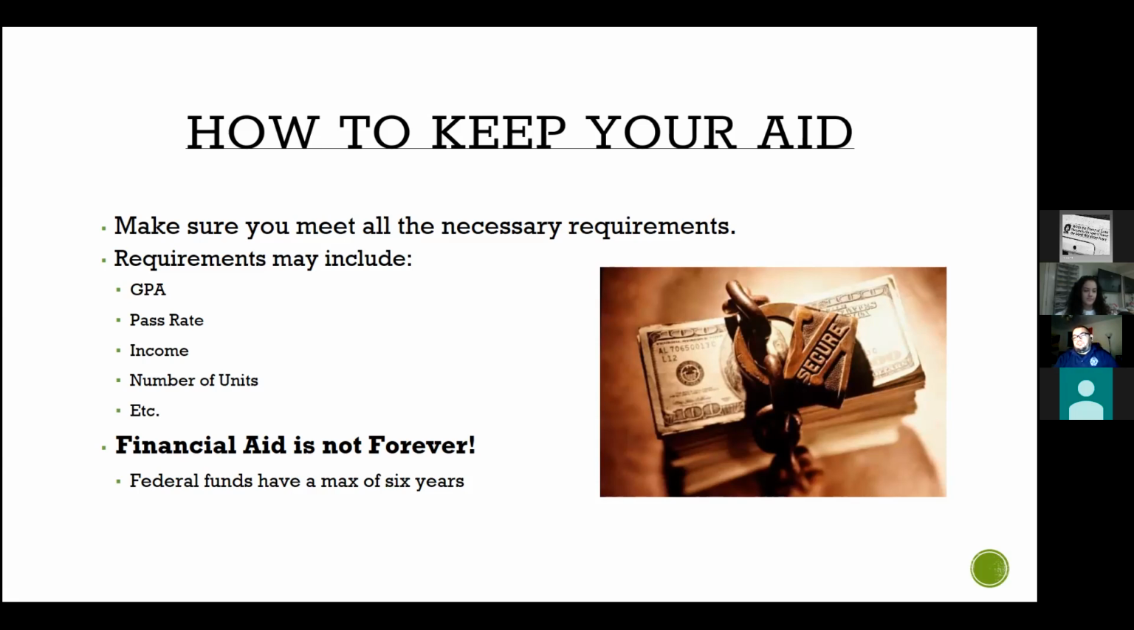Number of units affects your aid, whether you're going full time, so 12 units or more, or part time. You might get half of the financial aid just because you're taking 11 units. So just take that extra unit, go full time, just to be able to get your full financial aid.